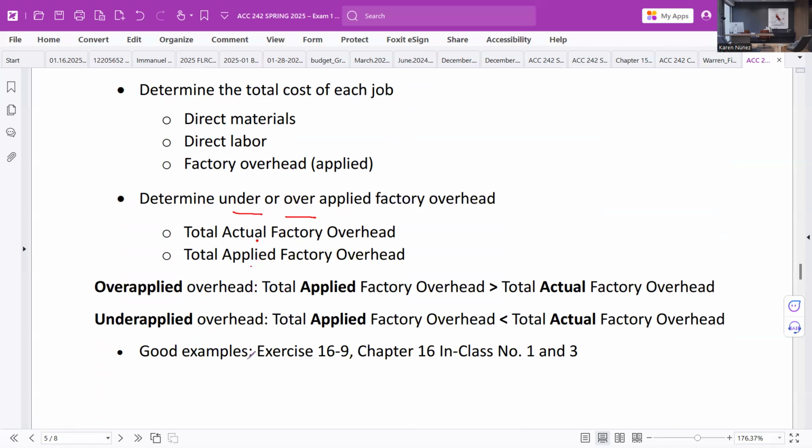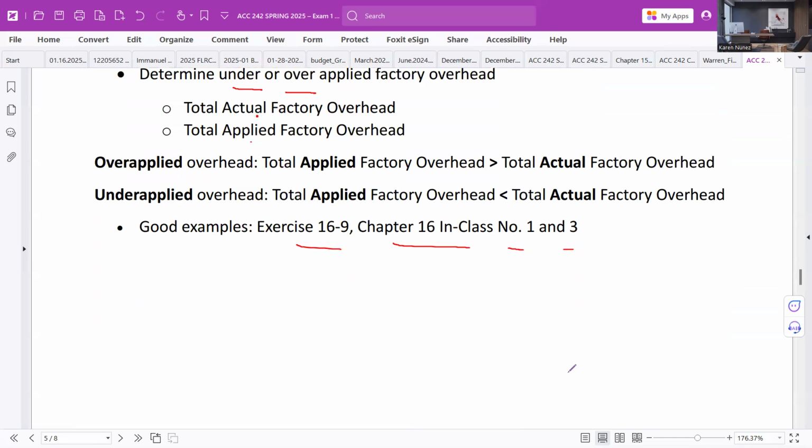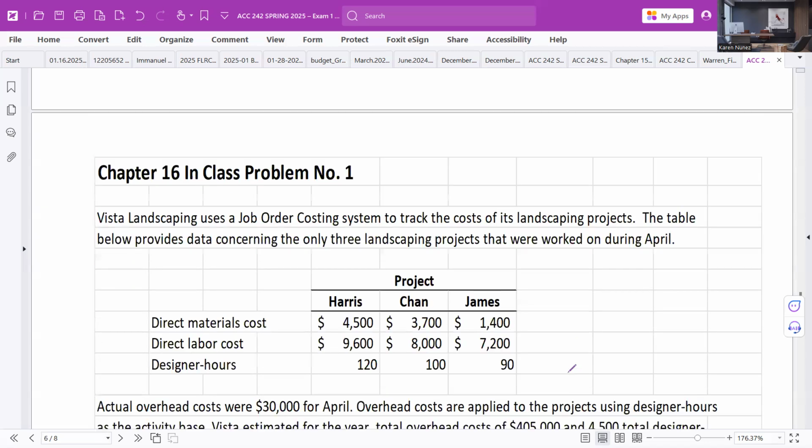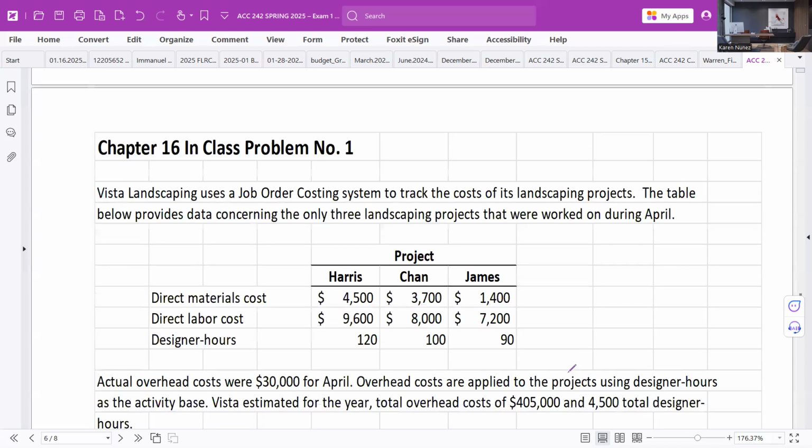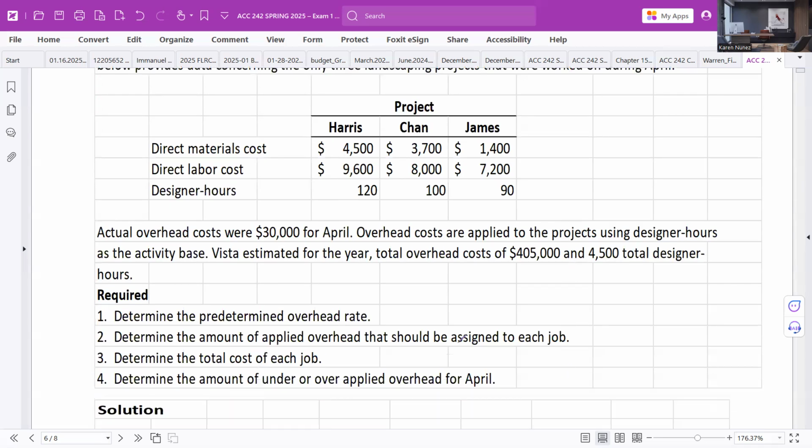You got some pretty good examples to work through. Exercise 16.9, chapter 16, I've included some additional exercises for you, number 1 and number 3. You want to be able to work through those. So I've included here for you the one that we did in our last class, the job costing problem for these 3 jobs. So you have to, in this case, first find the rate, apply the overhead, determine the cost of each job, and then whether or not the overhead is over or under applied.